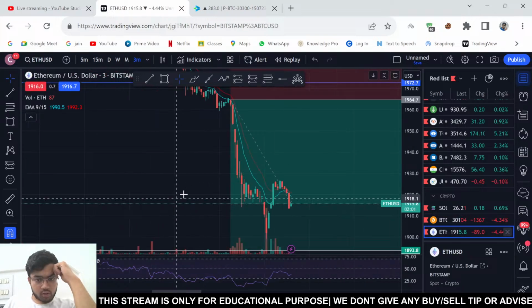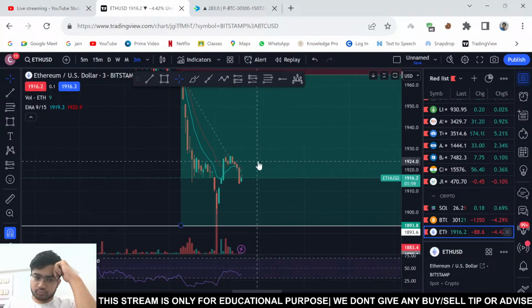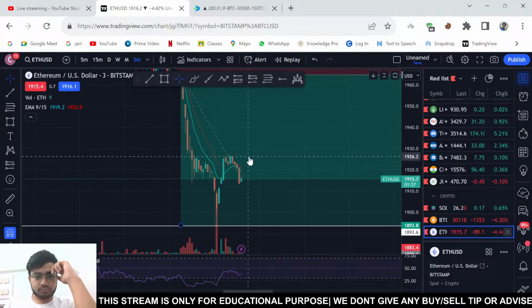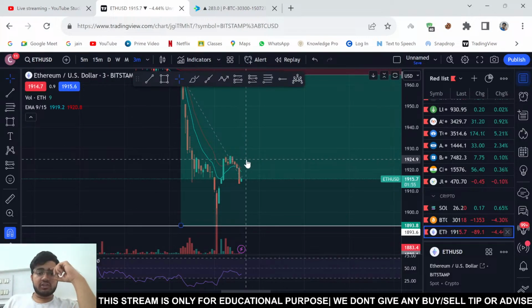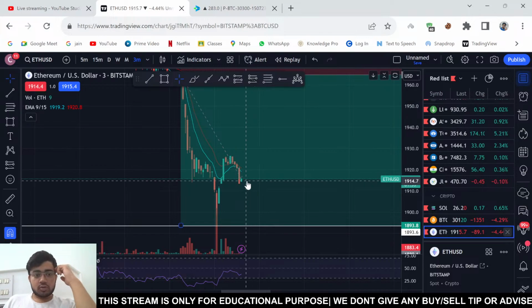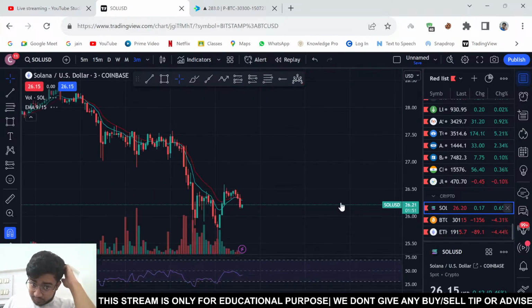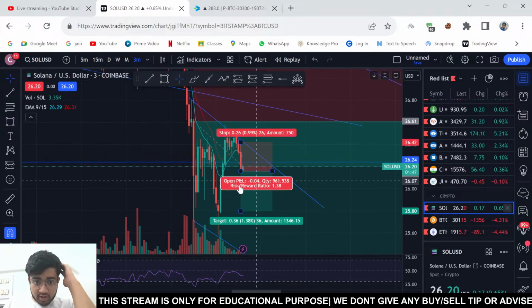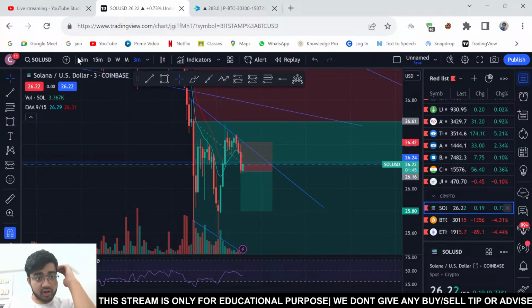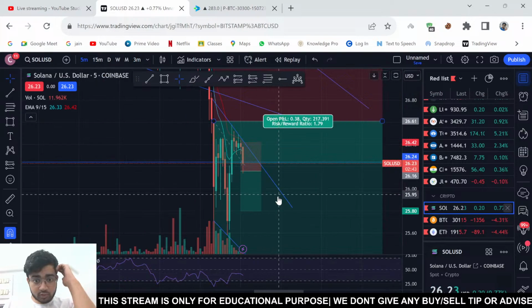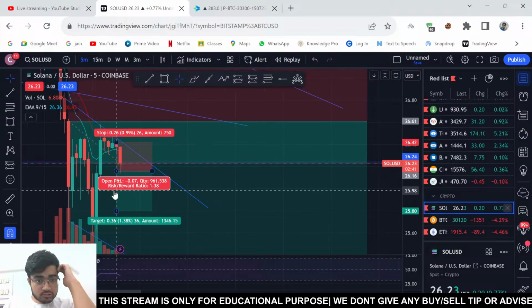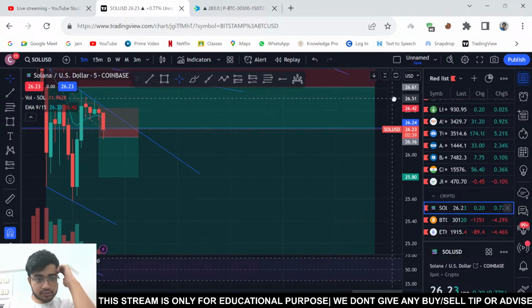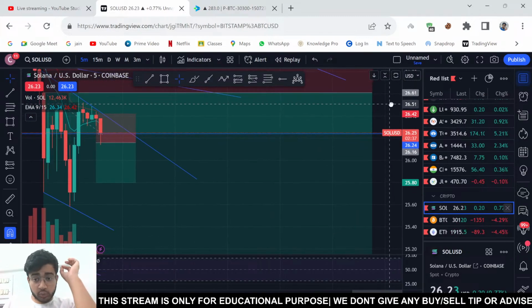Ethereum. We saw some profit booking. This was a good SL hunt by operators on the whales. Solana. Keep waiting, guys. You're going to see some profit right around here. Keep waiting.